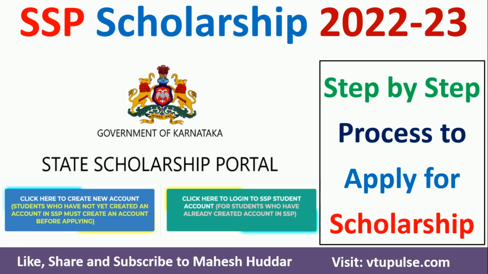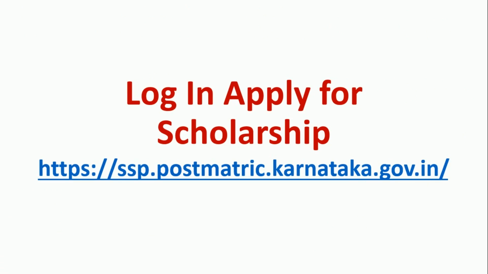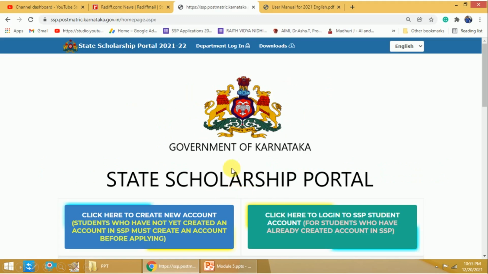In this video, I will discuss the step-by-step process you need to follow to apply for scholarship in SSP Portal for the academic year 2022-23. This is the URL for applying the scholarship in SSP Portal for the academic year 2022-23, that is ssp.postmatric.karnataka.gov.in. Once you enter this URL in your browser, you will be able to get this particular home page.